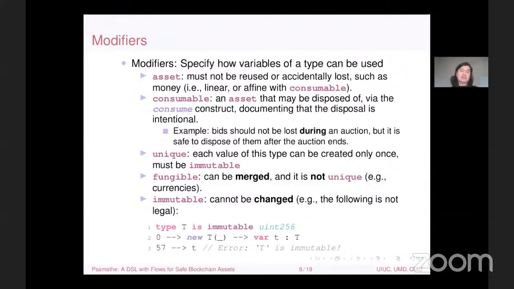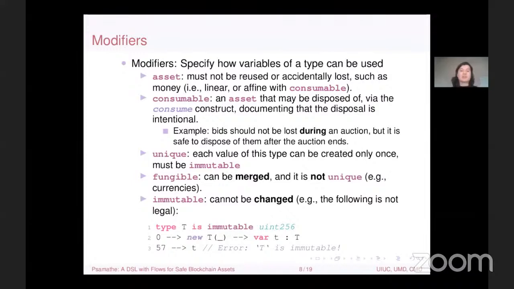So consumable is an asset that may be disposed of. But it must be disposed of using this consume construct that we saw earlier, which documents that disposal is intentional. So you won't accidentally forget about it, you intentionally destroy it. For example, this is useful in the context of bids in an auction, because while we shouldn't lose bids that still have value during the auction, it may be safe to dispose of them after the auction ends, or if, like in our earlier example, a higher bid was placed.